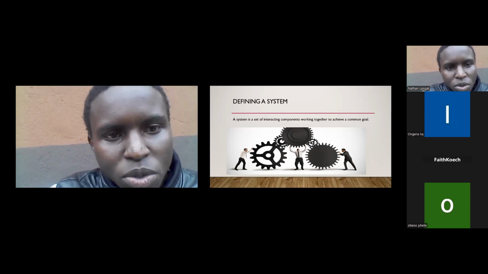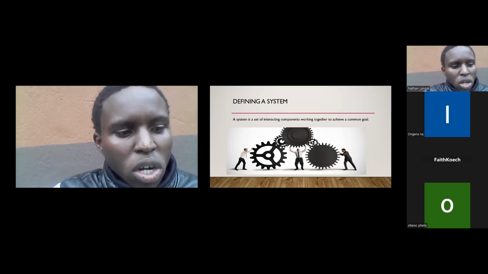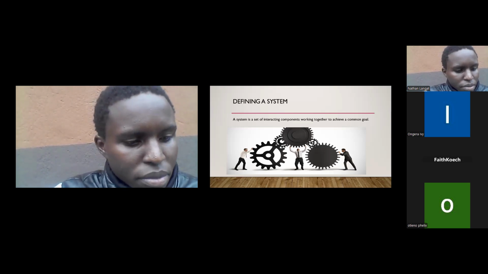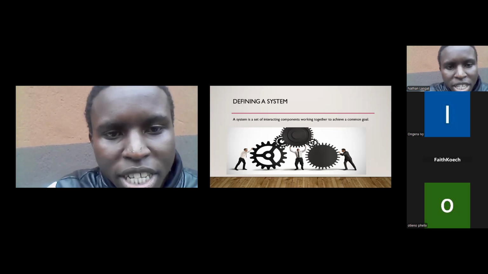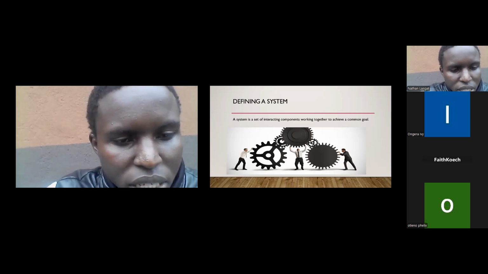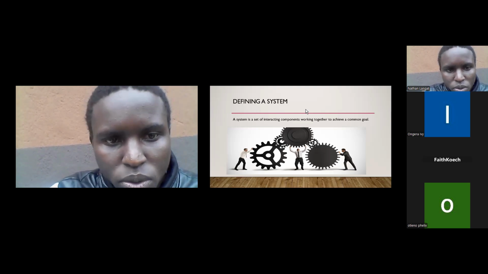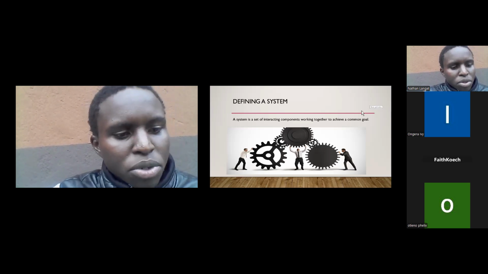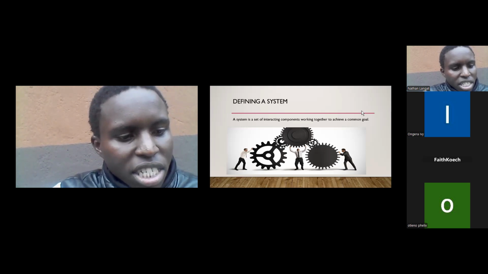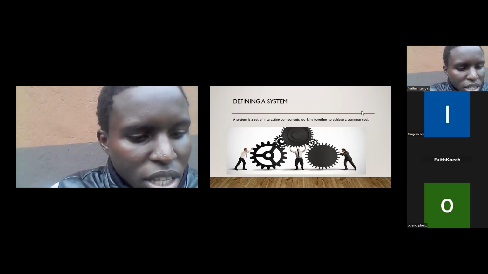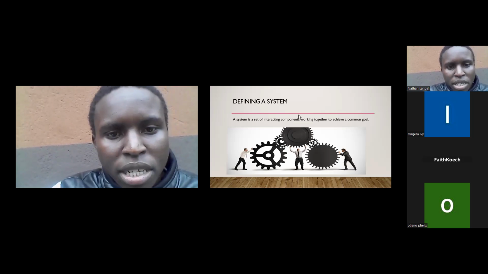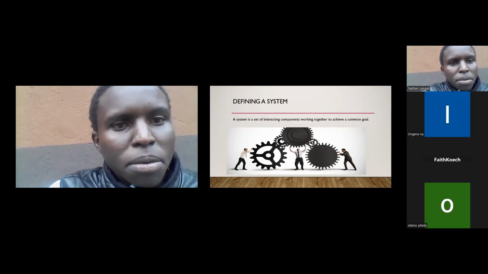Anything that we interact with, from a clock to the global supply chain, is a system. So what is the definition of a system? A system is a set of interacting components working together to achieve a common goal. For example, a car is a system. The engine, the wheels, and the driver all work together to achieve the objectives of transportation. If one part, like the engine, fails, the whole system fails.